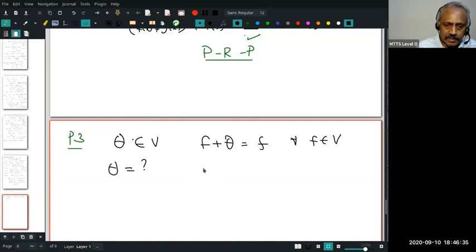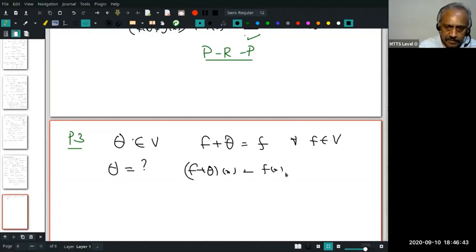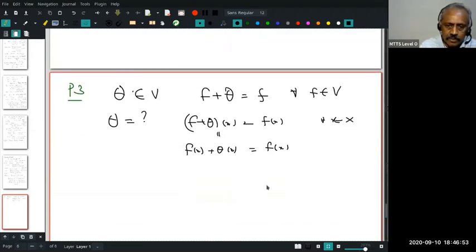So, right? If these two functions are equal, then (f plus theta) at x must be equal to f at x. This is for all x in X. What is this by definition? This is f x plus theta x must be equal to f x. Now what do I know? f x is a real number, theta x is a real number. Somehow these two real numbers add up to the real number f x. Then what does that mean? That means theta x must be 0. For which x? For each x, because I took an arbitrary x.